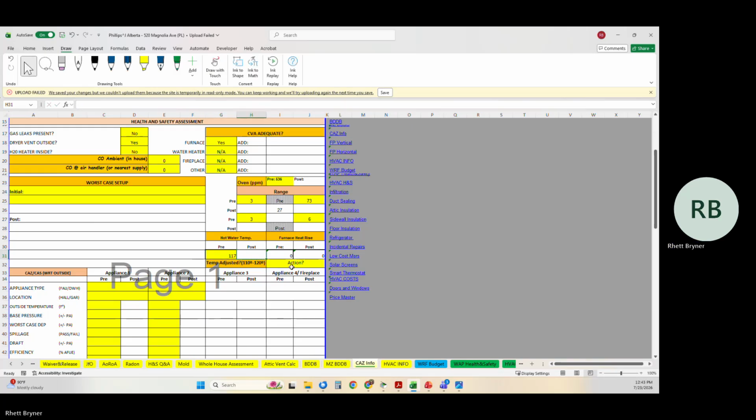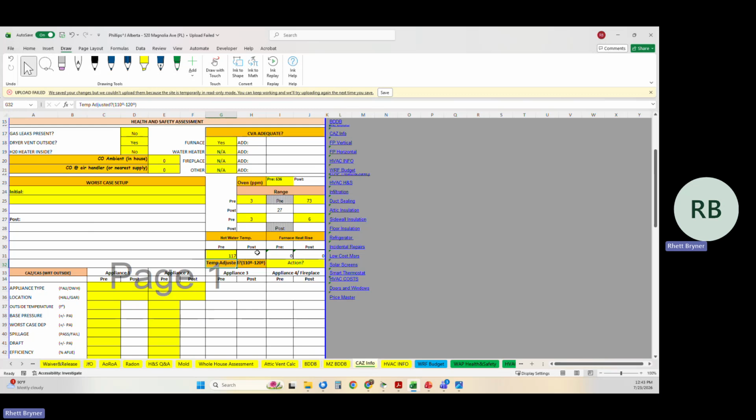All right. Next is temp adjusted, question mark. So what this is saying, you can see this says 110 to 120. So that's the temperature we want the water heater to be at year round, is between 110 and 120 degrees. Okay. So when we check it in the house, if it's above that, we're going to turn it down.